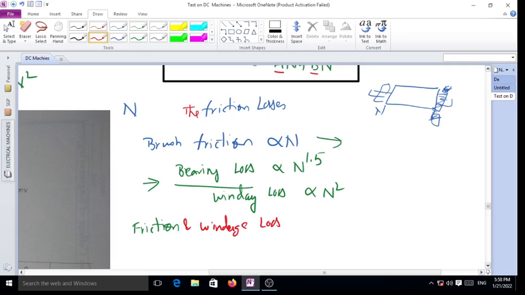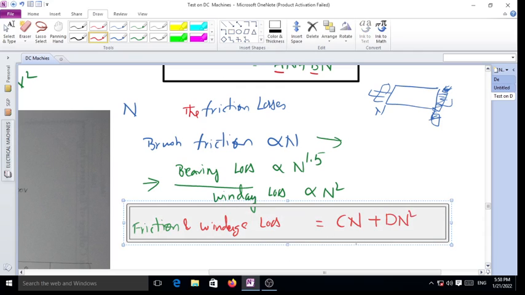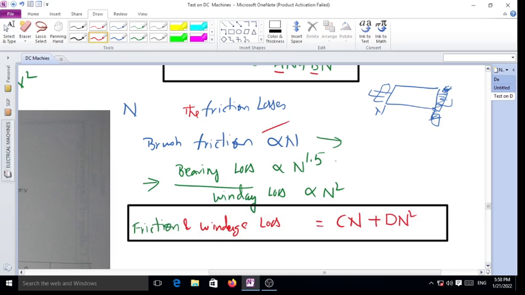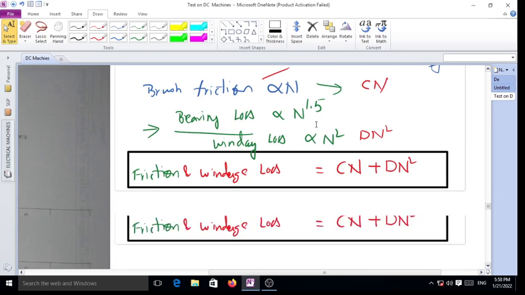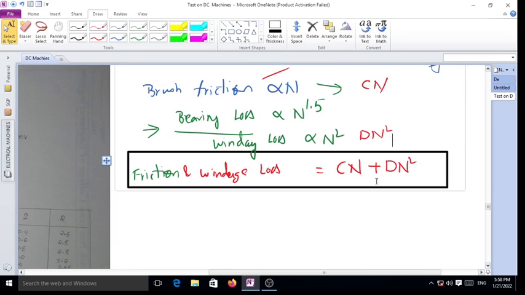So friction and windage losses is equal to C n plus D n squared. Here C n is the brush friction term, and D n squared is the windage loss. At the top you can see the total iron loss is equal to A n plus B n squared, and the total friction and windage loss is C n plus D n squared, where C and D are constants.